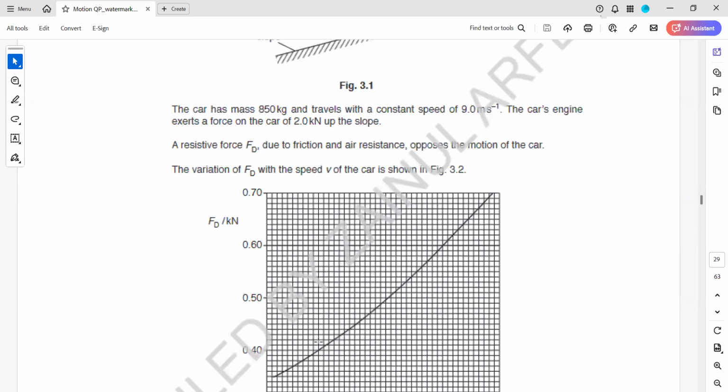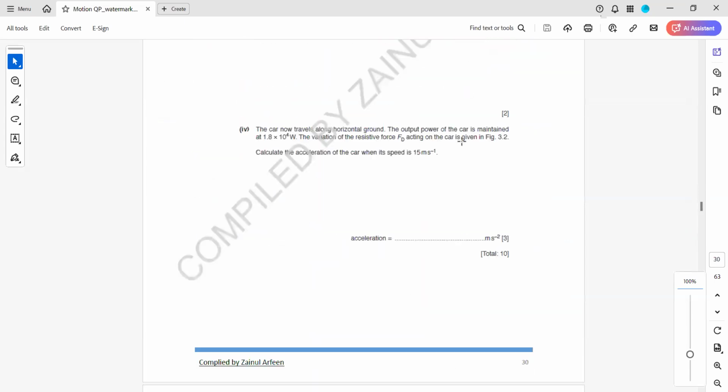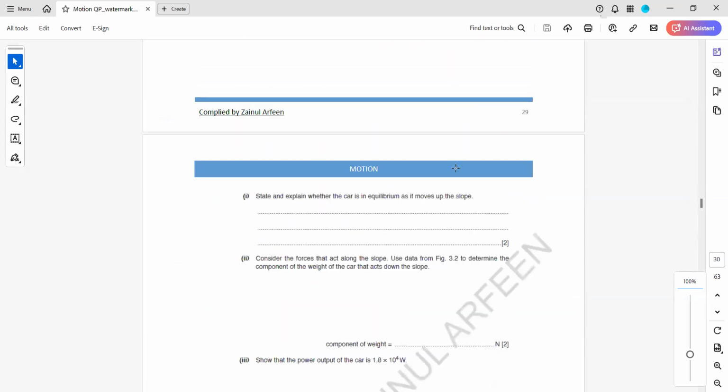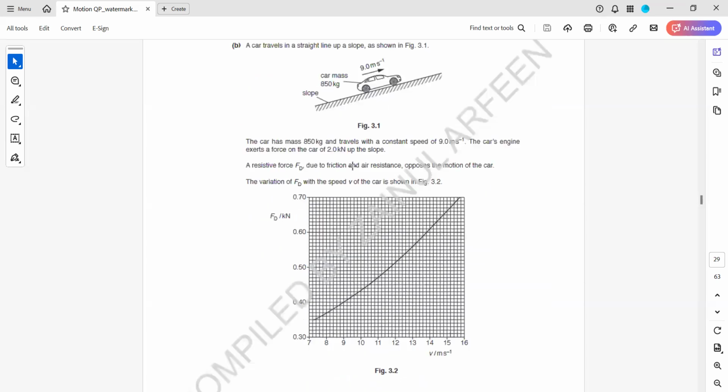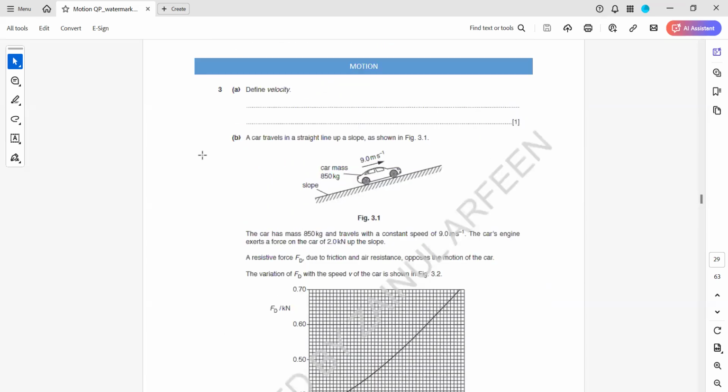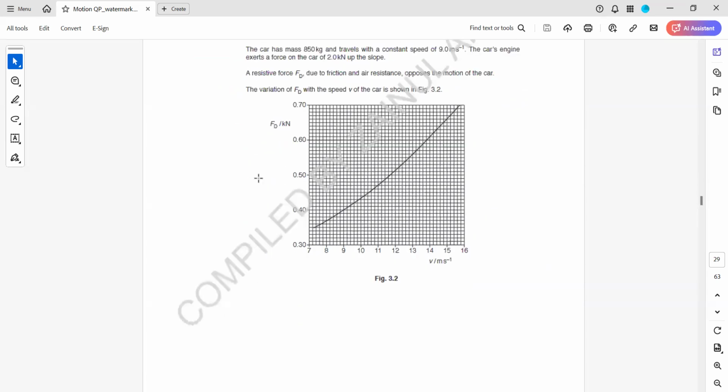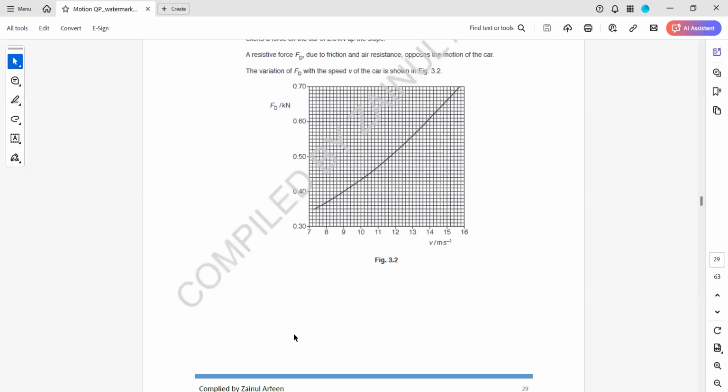Page 29, any doubt? Page 29 or 30? These are the last two pages of the weekly homework. Any doubt in this? Part 2, 3, 4, okay.